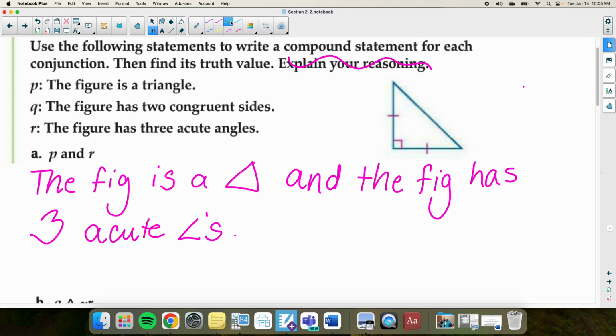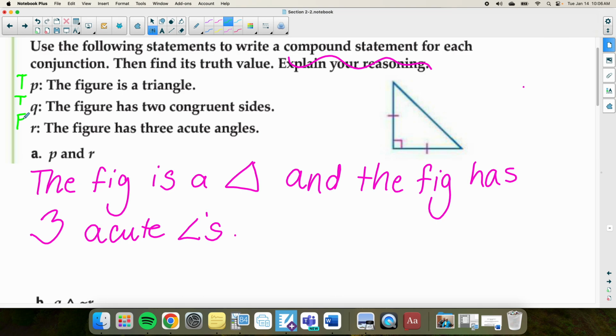So P says the figure is a triangle. That's obviously true. Okay? Q: the figure has 2 congruent sides. Is that true? Yes. Isn't that what these mean, that they're congruent? So that's true. And R: the figure has 3 acute angles. Is that true? Acute angles are less than 90. Are all 3 less than 90? No, because one of them is a right angle. So this one's false.